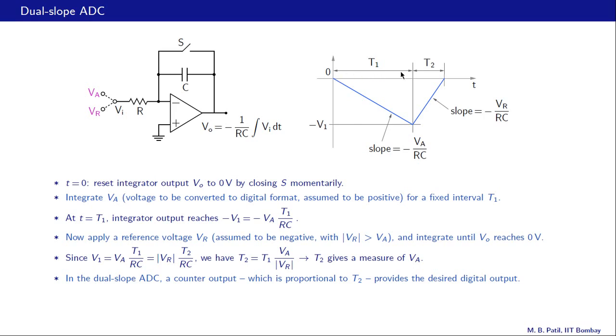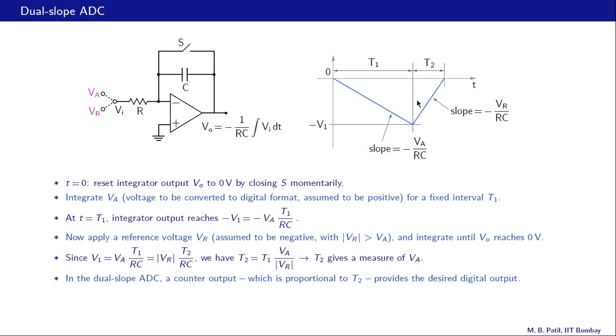This is t1, and since VA is positive and constant, the output voltage is a straight line with time with a negative slope. That slope is minus VA by RC, that comes from this equation. Alright, so what is the value of VO at t equal to t1? That is simply minus VA times t1 by RC.